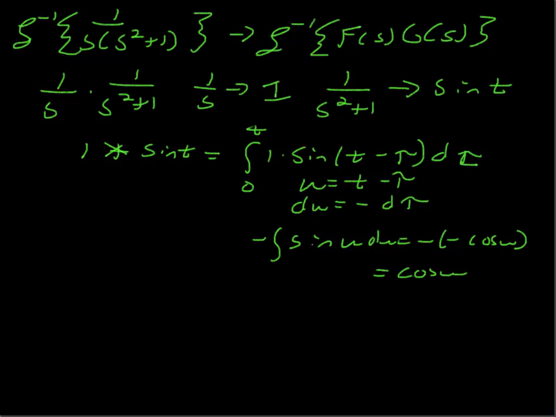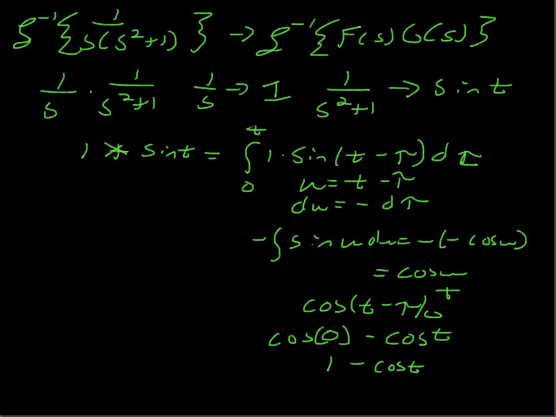u. And so this is going to be cosine of t minus tau from 0 to t, which gives us cosine of 0 minus cosine of t, which is 1 minus cosine t, and that's the solution. Off to this side, notice that you can flip these, and you'll get the same answer. If you went 0 to t of sine tau times 1 d tau, by flipping these two, you will get the same answer. You can check that yourself. 1 minus cosine t. Okay, thank you.